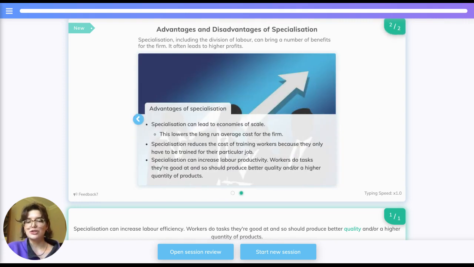However, there are advantages. As we said before, specialisation can lead to economies of scale, and this lowers the long-run average cost of the firm. Specialisation reduces the cost of training workers because they only have to be trained for one particular job. And it can also increase labour productivity. Workers do tasks which they're good at, and so should produce a better quality and/or higher quantity of goods.